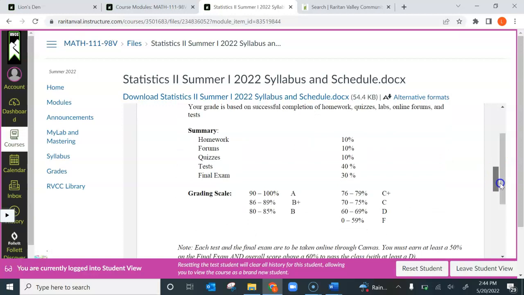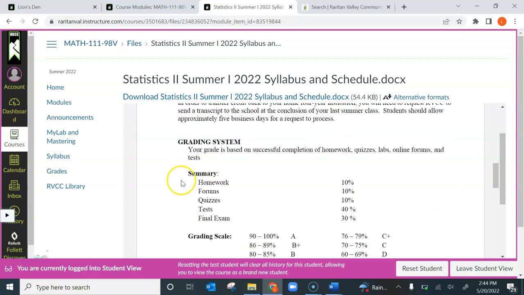Our grading system is pretty straightforward. Your homework is worth 10%. The weekly discussion post, that's if you watch the videos, read through the notes, and actually look at the textbook. This is one of those courses where reading the textbook is pretty important. You will be able to answer the questions. They are not necessarily mathematical-based questions in the forums. They are more content-based questions. So basically, what did you learn? That kind of thing. So specific questions to that.